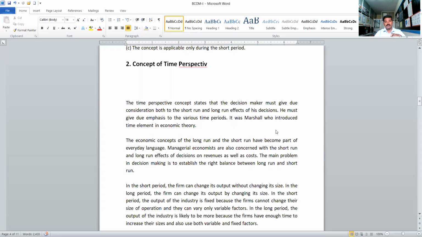It was Marshall who introduced the time element in economic theory. The economic concepts of the long run and short run have become part of everyday language. Managerial economics is also concerned with the short run and long run effects of decisions on revenues as well as costs. The main problem in decision making is to establish the right balance between long run and short run.